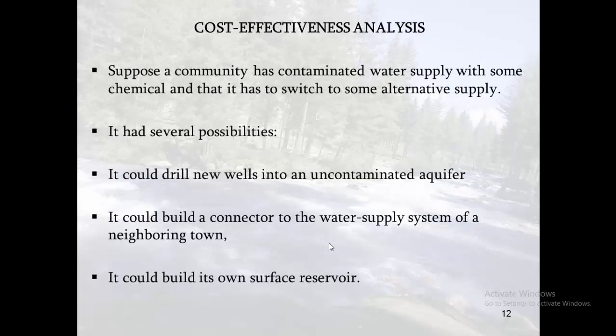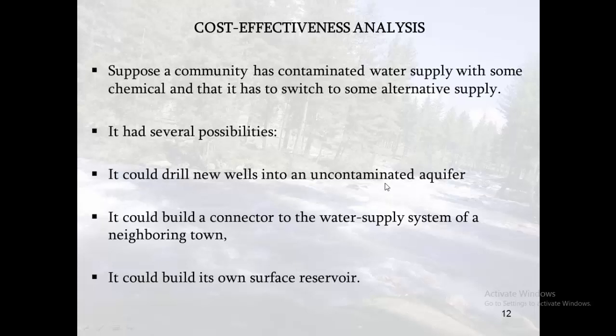Another type of framework for analysis is the cost-effectiveness analysis. This is also a very important tool. Suppose a community has a water supply contaminated with some chemical and has to switch to some alternative supply. Suppose that a country has the problem of contaminated water. It doesn't have safe drinking water. The water which it gets from a source is contaminated, and it is in search of some alternative. It has different possibilities, different approaches, different choices.